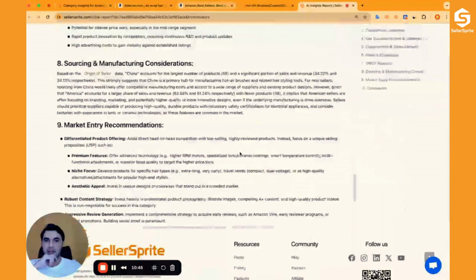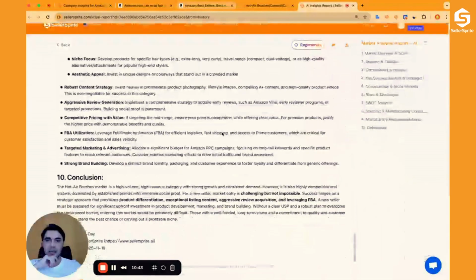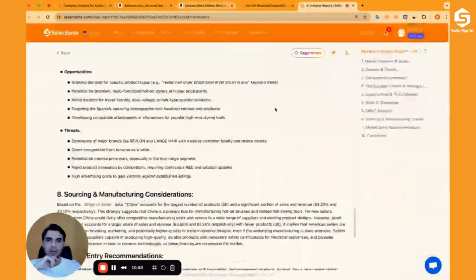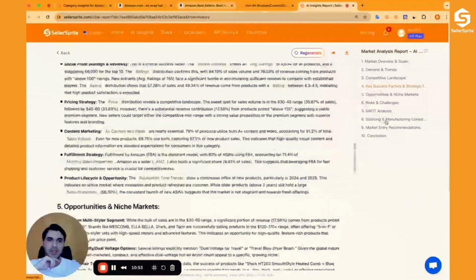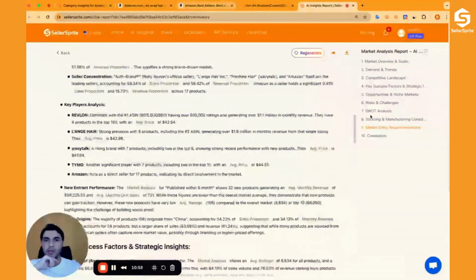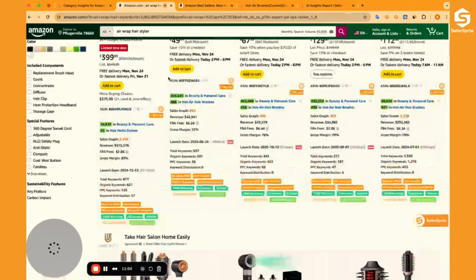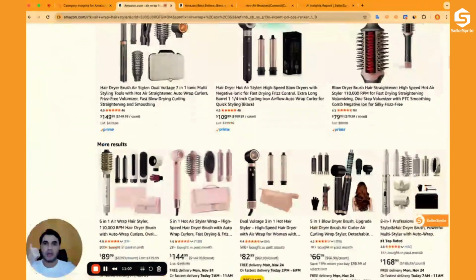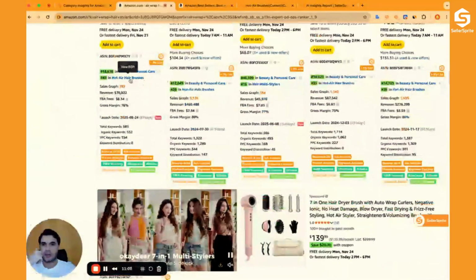Guys, this is what we did from the AI. You can find out from top to bottom. From here you can also analyze, for example, key success factors, SWOT analysis, market entry recommendations, etc. You can find all of them on the right side. How we did it, just go back. First, find any subcategory here. We found the hot air dryer, hot air brushes subcategory.